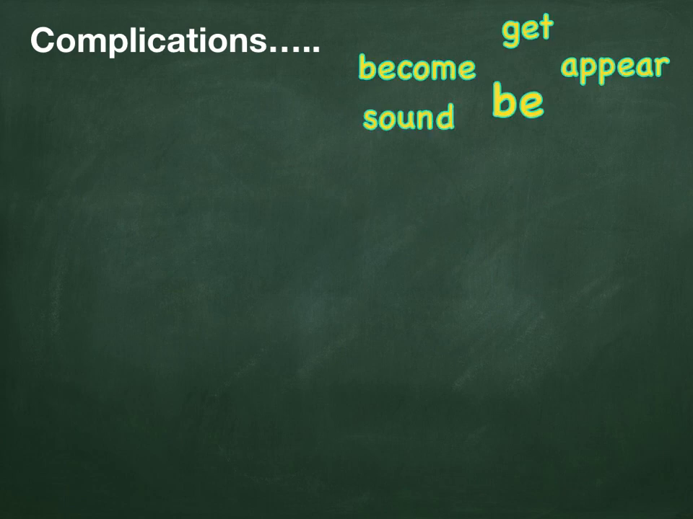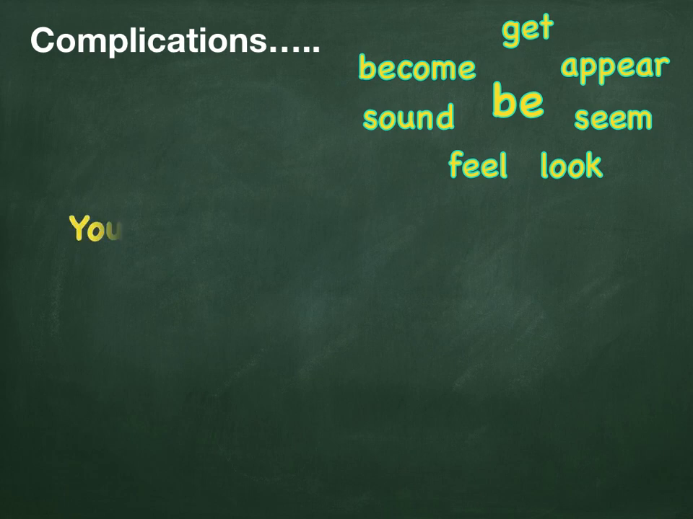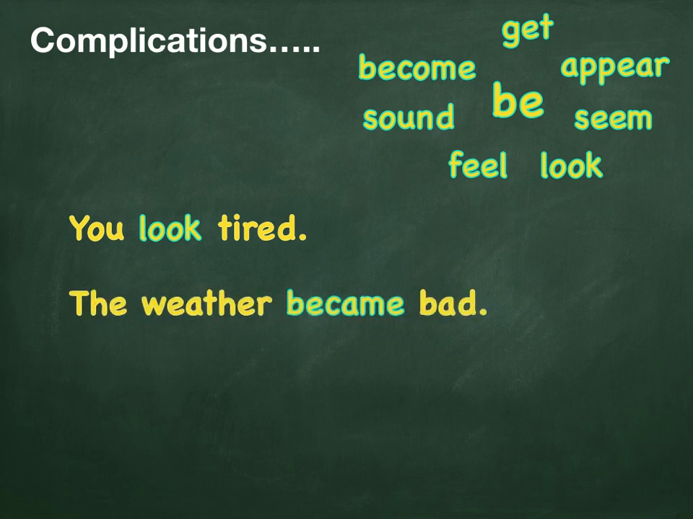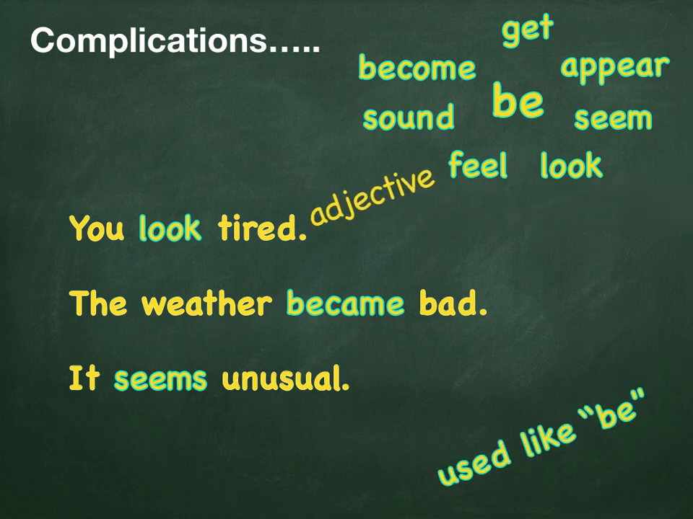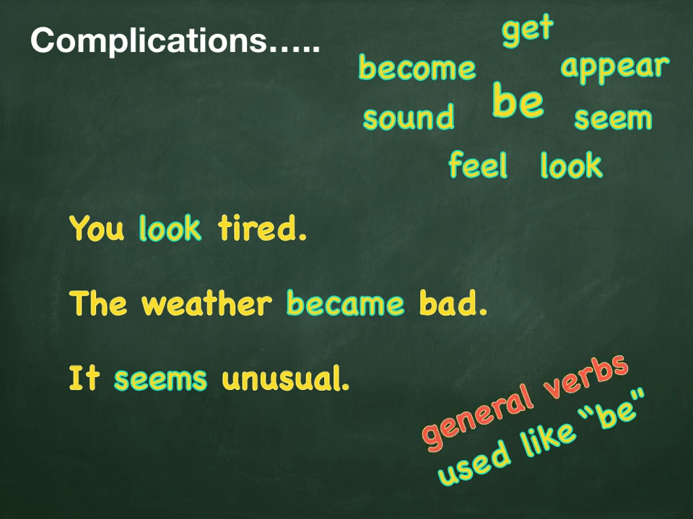You may know a few verbs that are used like the verb to be. Here are some examples. You can see that they have adjectives. The same as be. Well, that's okay, but the difficult point is that these verbs change just like general verbs in negatives and question forms, and will need the do helping verb.